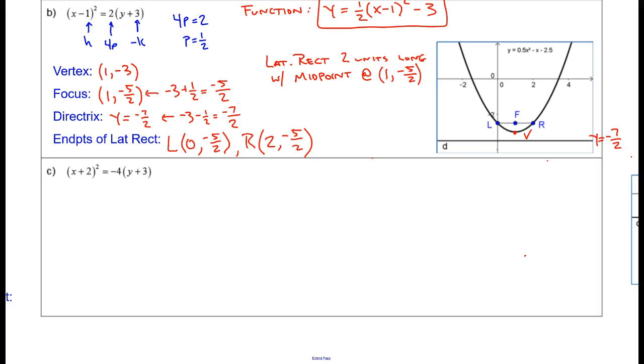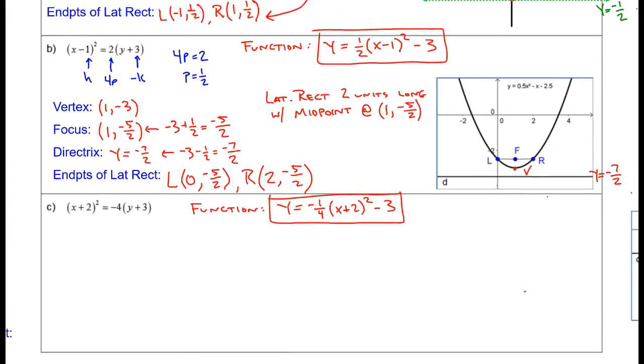Okay, I'm going to go ahead and work through example C now, and I'm going to go a little quicker even than I did last time. Let's talk about the function first. I know it has to be y equals. In order to get this y all by itself, the first thing I'm going to do is multiply both sides by -1/4. And then I'm going to subtract 3 from both sides. So there is the function form of this parabola.